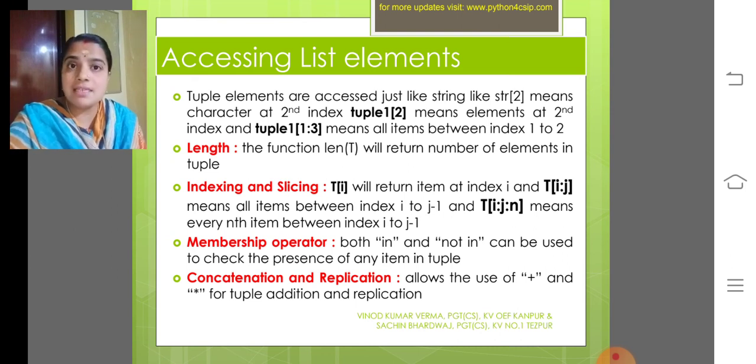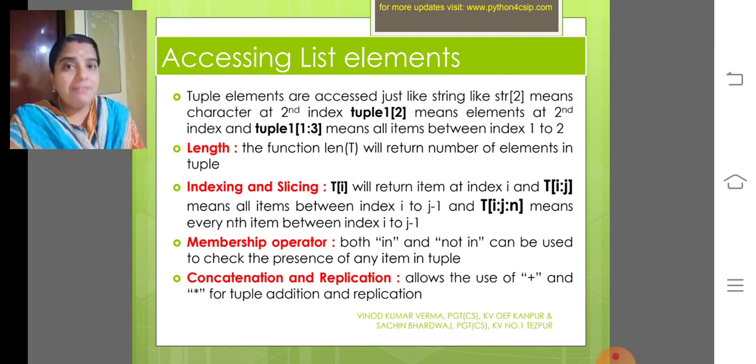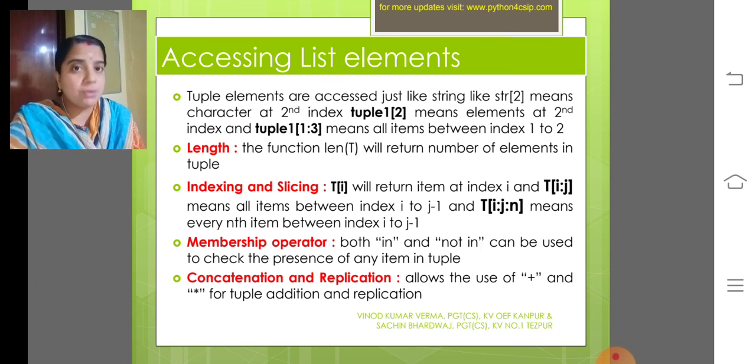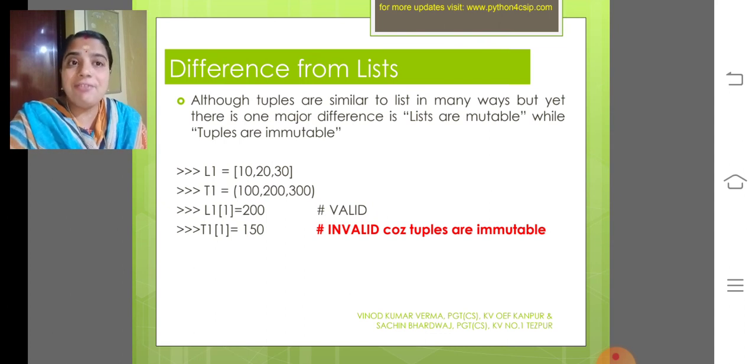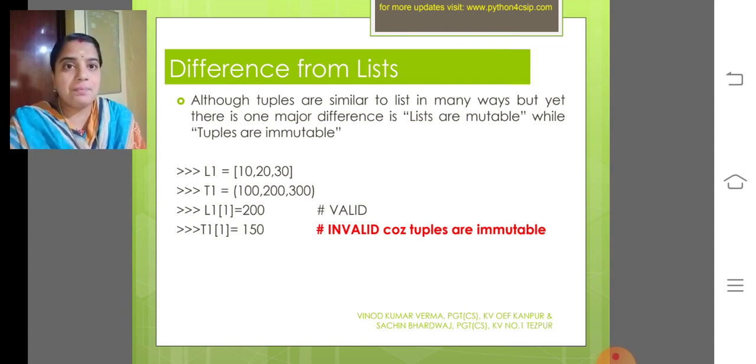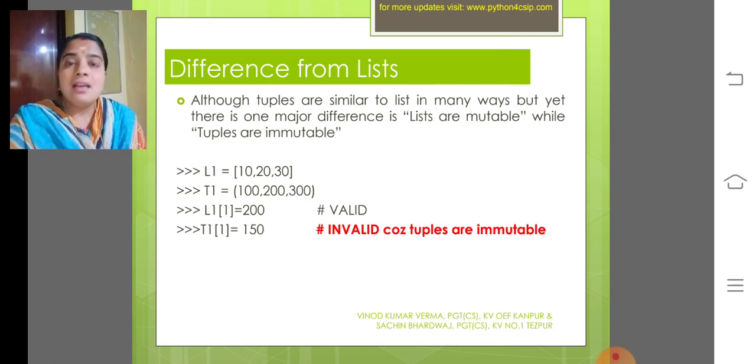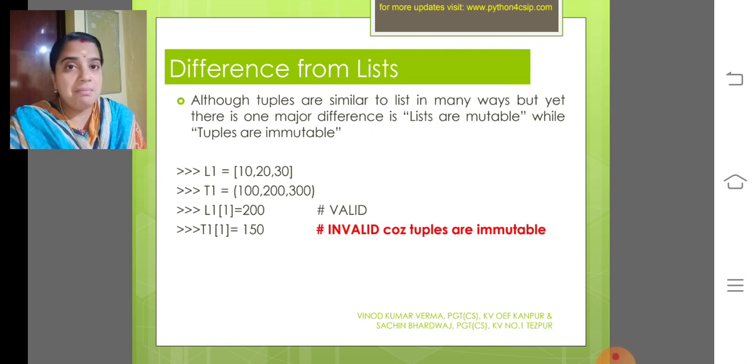Then membership operators, which are used for what? To check if an element is present in a tuple, in and not in. Then concatenation and replication allow the use of plus and into, that is asterisk, for tuple addition and replication. Then what is the difference from the list or a string? Although tuples are similar to list in many ways, yet there is one major difference. That is, lists are mutable, whereas tuple is immutable.